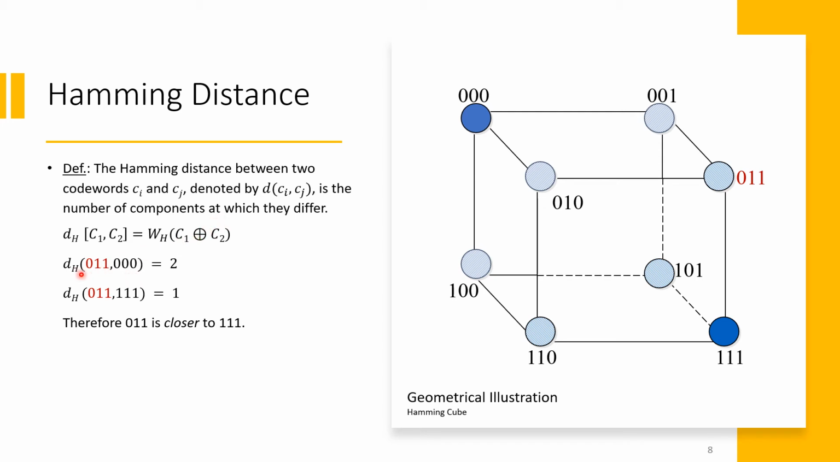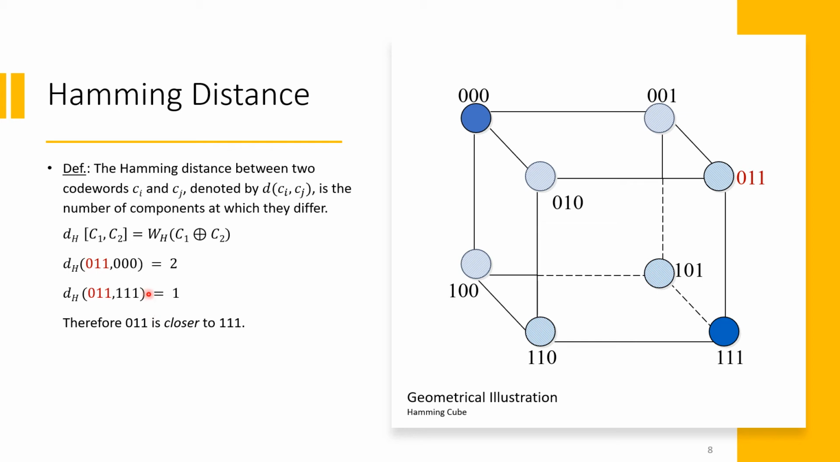So for example, if you XOR these two, you get 0, 1, 1, and then we have the weight of 2, which means the number of ones. Similarly here, if you XOR these two, you get 1, which is the difference in the first bit only. So the Hamming distance is a measure of how many bits they differ in.